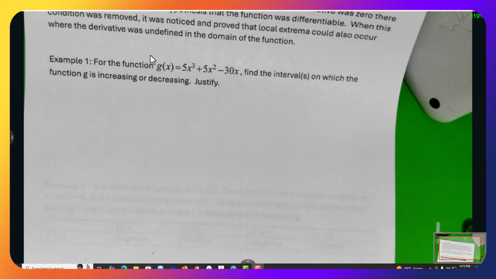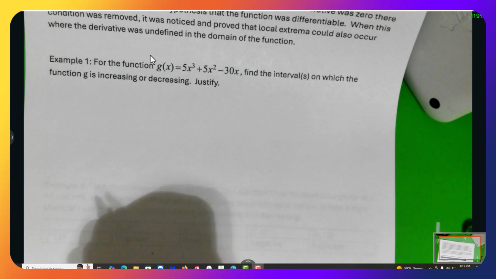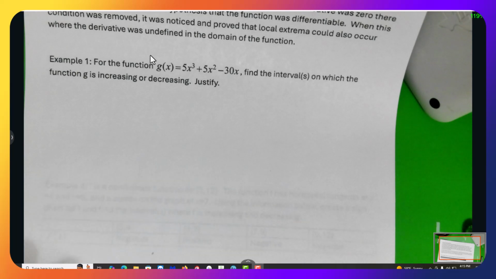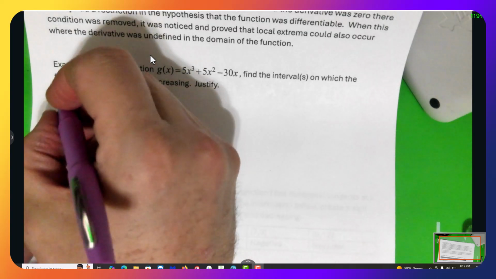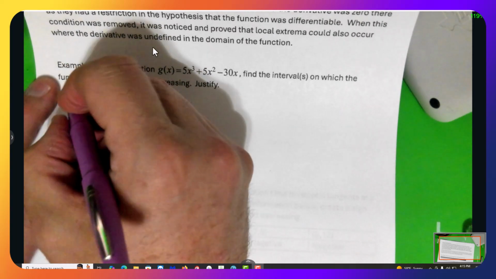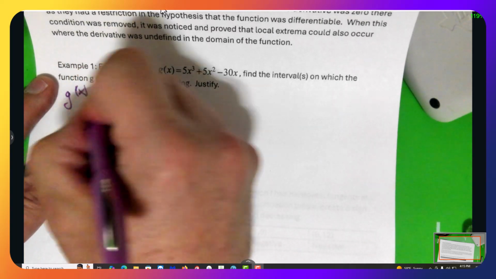Okay, now to the examples. One of the things I'm noticing is a lot of people aren't thinking about the domain of a function. That's very important. So here, g is a polynomial, so we know that g of x's domain is all reals.